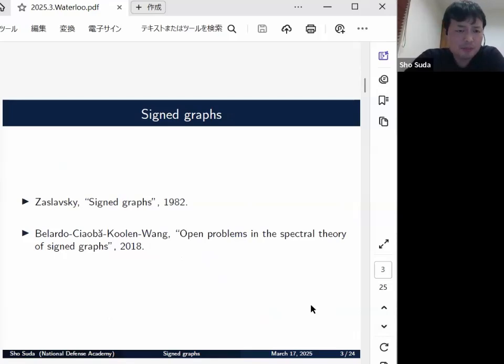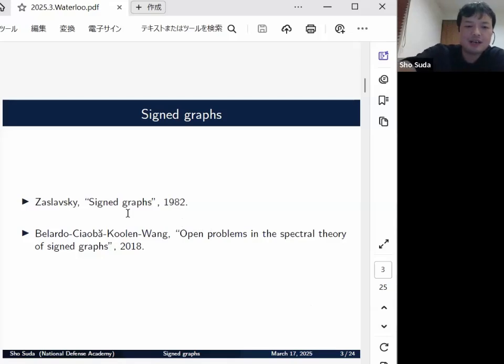The topic of signed graphs started maybe around 40 years ago, when Zaslavsky started to study it, and the title of this paper is just Signed Graphs. Zaslavsky is also famous in the theory of spectral designs for his work on the existence of spectral designs. Anyway, he also works on this topic, signed graphs.